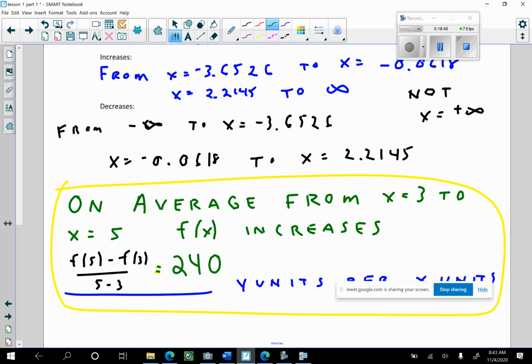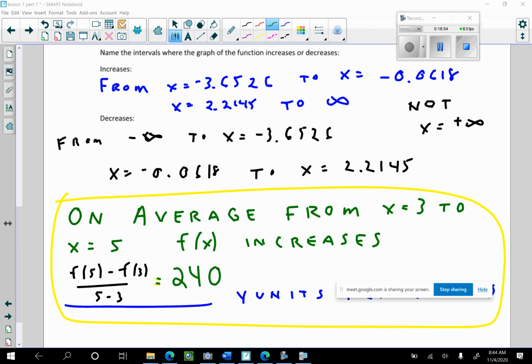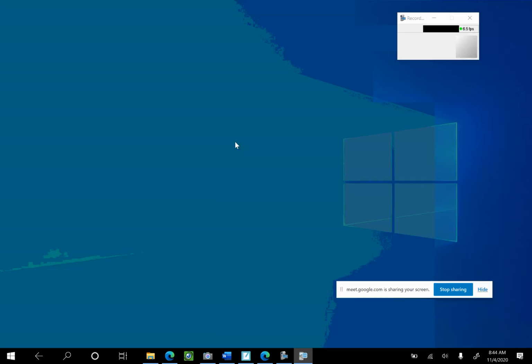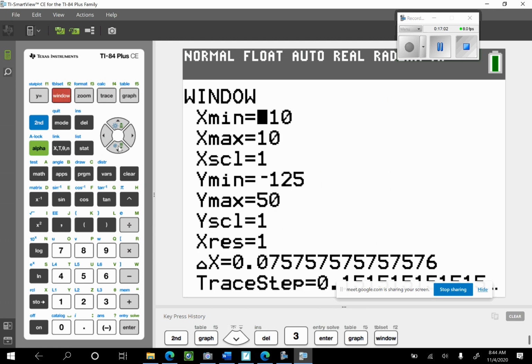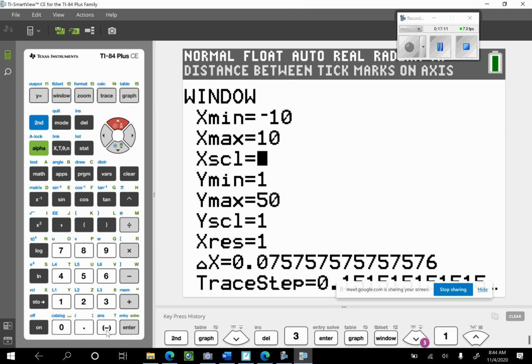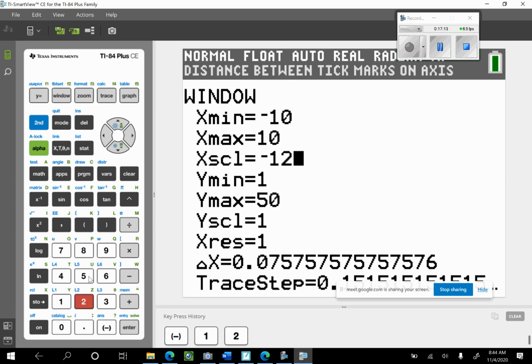Think about that with respect to this graph. Think about what that is talking about. That is saying that if I look at the graph with my graphing calculator, and I'm over here from 3 to 5, let's get some more y's. I'm going to go to 100.